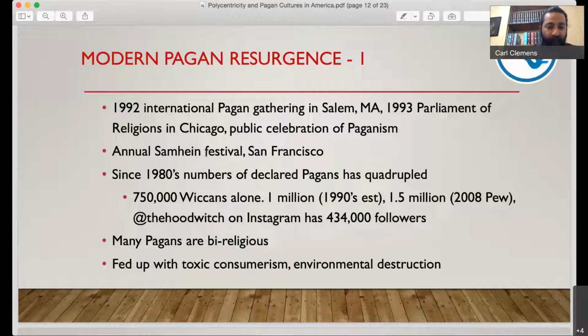There's the annual Samhain Festival, which is the pagan New Year. I think it's on October 31st, and it's celebrated in San Francisco. Now it's become a national gathering. And since the 1980s till today, the number of declared pagans has quadrupled. Remember, I'm just saying declared because there are many pagans who just aren't public with their faith. There are an estimated 750,000 Wiccans alone. There's 1 million according to a 1990s estimate. And a 2008 Pew survey said that there were between 1 and 1.5 million pagans.